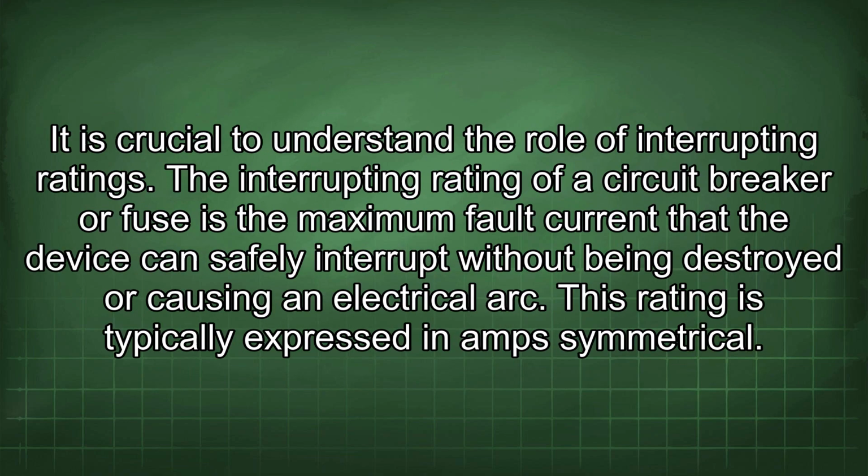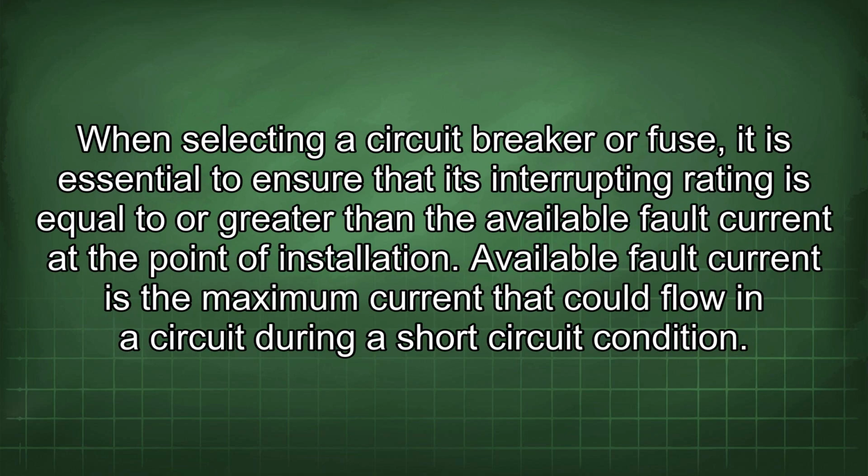It is crucial to understand the role of interrupting ratings. The interrupting rating of a circuit breaker or fuse is the maximum fault current that the device can safely interrupt without being destroyed or causing an electrical arc. This rating is typically expressed in amps symmetrical. When selecting a circuit breaker or fuse, it is essential to ensure that its interrupting rating is equal to or greater than the available fault current at the point of installation.